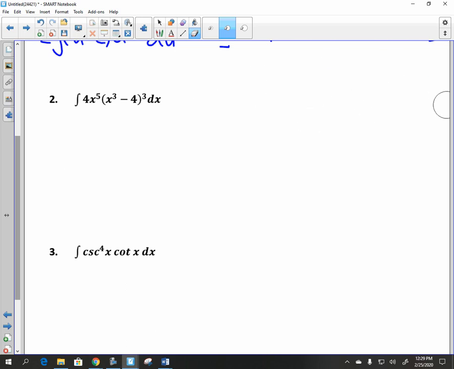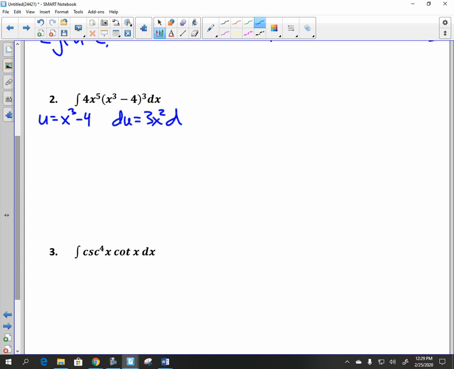We got 3 more. What do you want u to be? Good. So then du is 3x squared dx. Divide by 3, multiply by 4. Divide by 3, multiply by 4, so 4/3 du is equal to 4x squared dx.